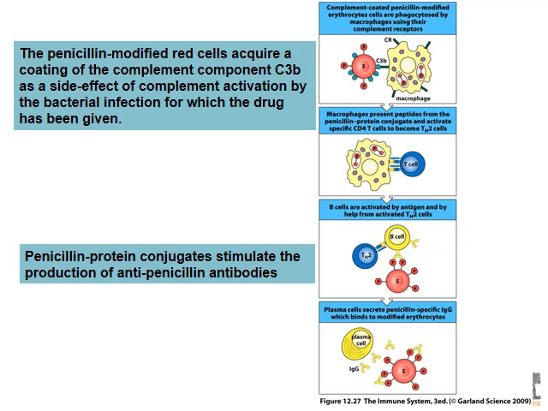And not only that, the macrophage will chew that up and present those peptides from the penicillin protein conjugate to T cells. And then T cells will process those antigens as non-self, and you'll have a plasma cell that will secrete penicillin-specific IgG, which binds to modified erythrocytes. So it produces antibodies against your own cell and kills your cell. So it's a penicillin protein conjugate which produces the anti-penicillin antibody. So that's what it is.